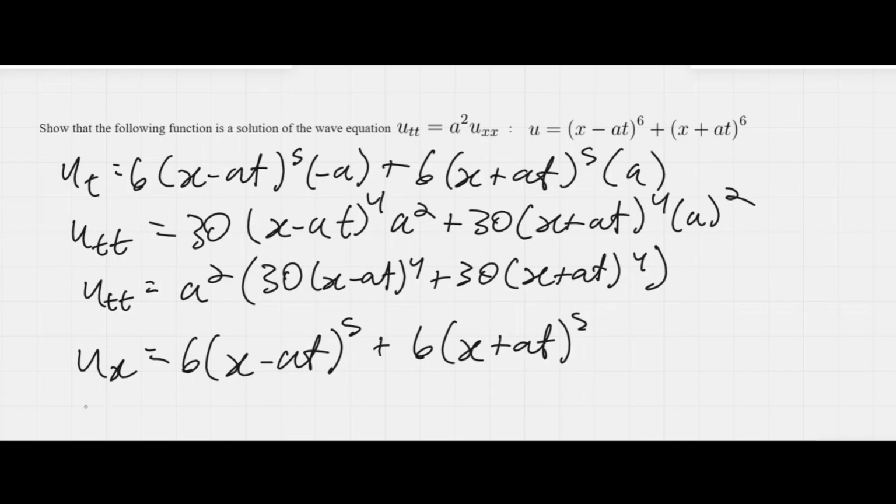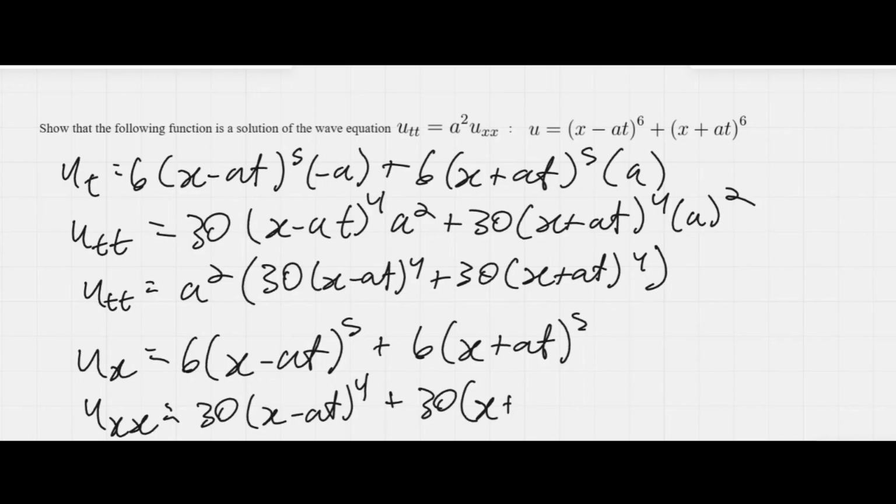Okay, u sub xx is going to be 30 now, because we're bringing down the 5 and we're going to reduce the power to 4 as such. Again, the chain rule doesn't really matter over here because the derivative of x minus at is just going to be 1. The function is left as it is. Same thing goes over here. We're bringing down the 5 and we're changing the power to 4, and so now we have u sub xx, and look, it's the exact same thing as that multiplier over there.